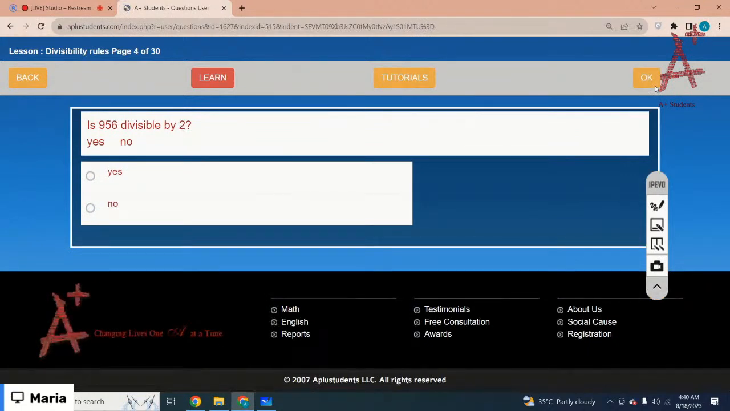Is 956 divisible by 2? Yes or no? Yes, it is divisible by 2. 956 has 6 at the ones place and 6 is divisible by 2. That means 956 is divisible by 2.